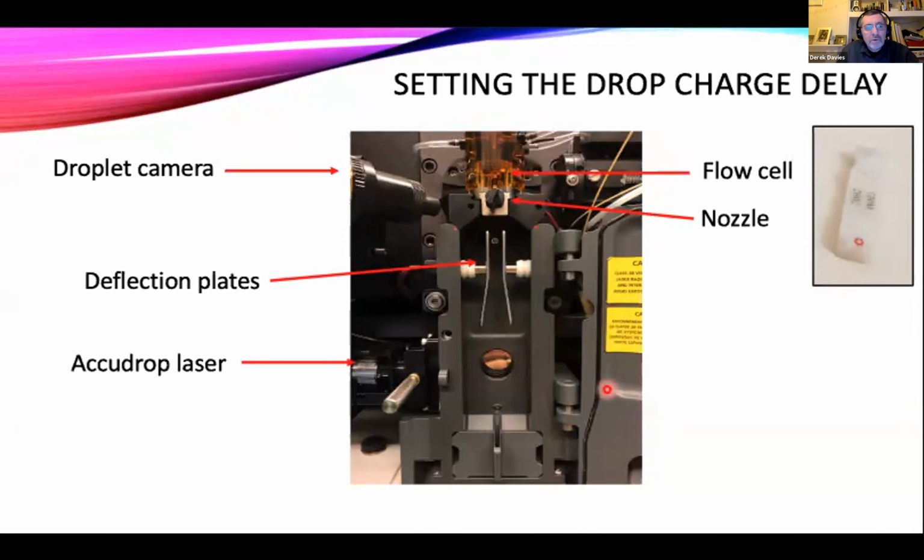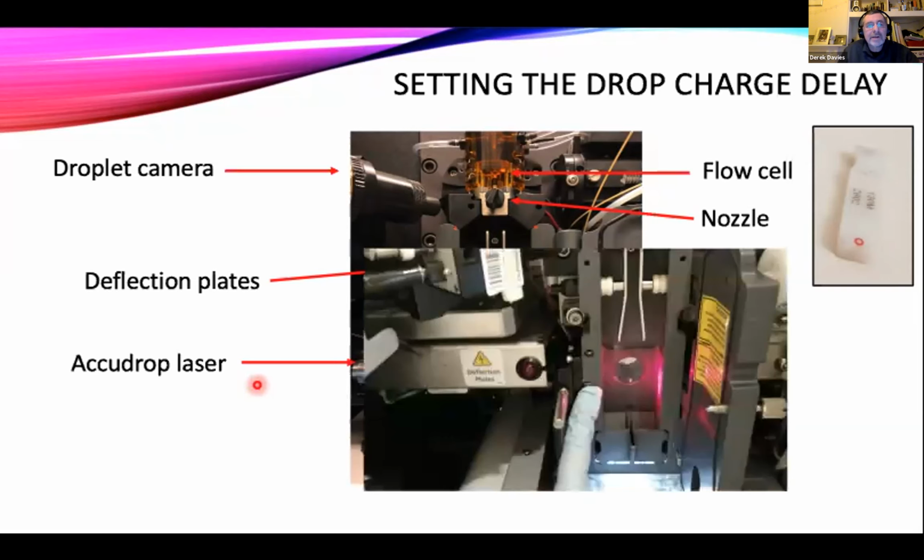And in this system, we also have another laser here, the so-called Accudrop laser. This is going to be used to illuminate the stream and the side streams. And that's what's going to help us to determine the drop delay, which we'll see in practice in a second. But here's the Accudrop laser in action. We've overridden the interlock here, so you can see the red laser hitting the stream.